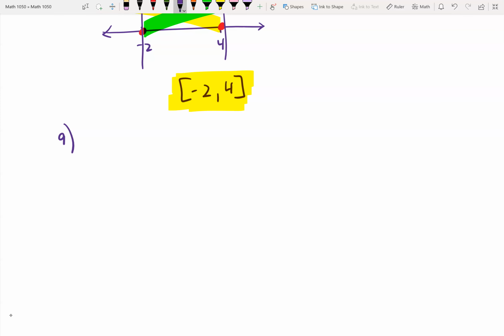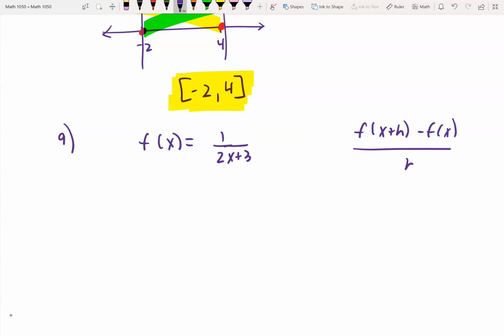Okay, question 9. Write the difference quotient, but don't simplify it. Okay, so here's your difference quotient. So I do have some people that are struggling with this a little bit, and that is not uncommon for this concept. So for anybody that's really struggling, look, here's the first thing you do. Here is the second thing you do. Here is the third thing you do.